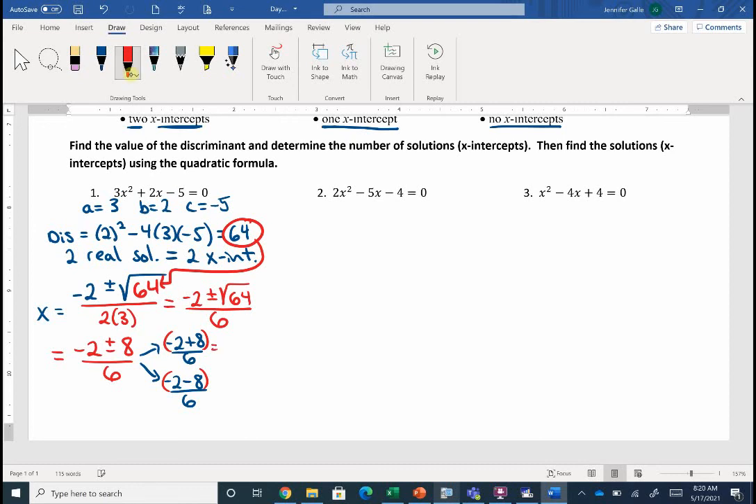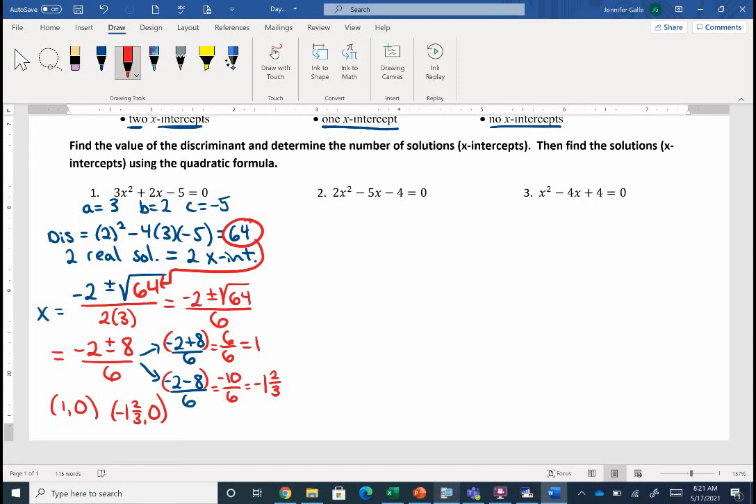We end up with 6 divided by 6, which is 1. And we end up with negative 10 divided by 6, which is negative 1 2/3. I realize we're not going to go full out and graph this yet. So let's get in the habit, and let's go ahead and write those as our x-intercepts. We are going to put this on the graph tomorrow.